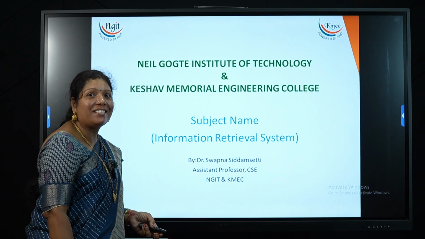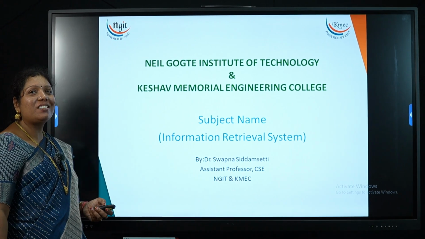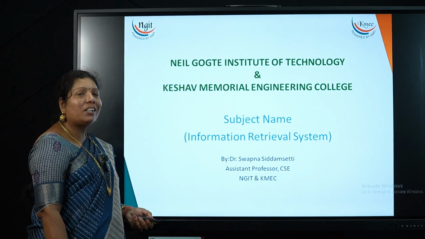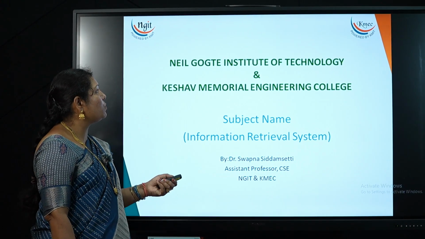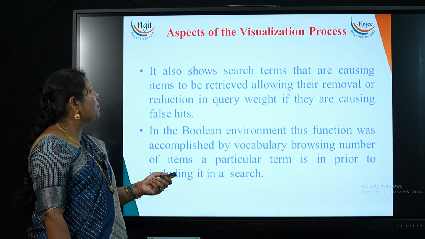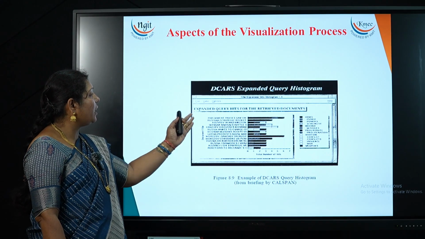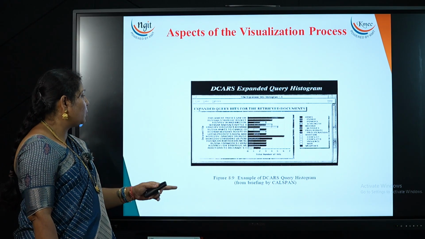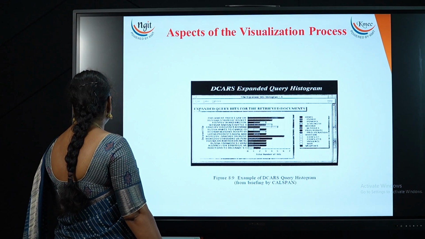So, hello students. In the last two sessions, we were in the middle of the visualization process. We'll conclude the visualization process in this session. What I explained is that instead of writing horizontal bars, we are going with vertical bars. This is the example for the query histogram.